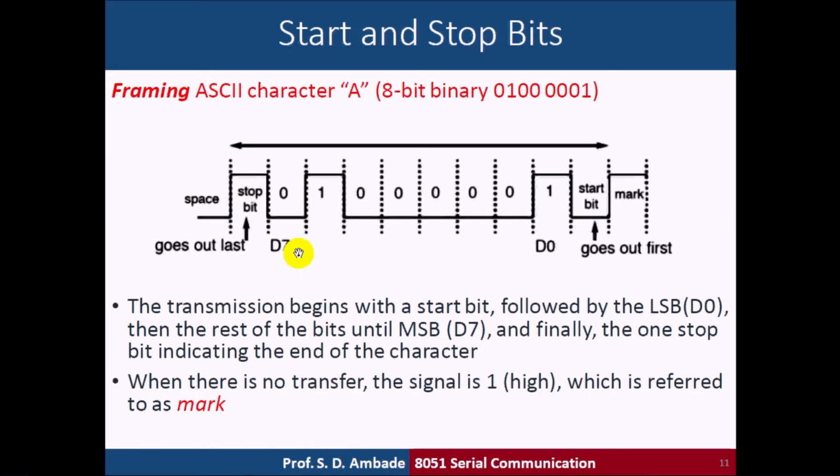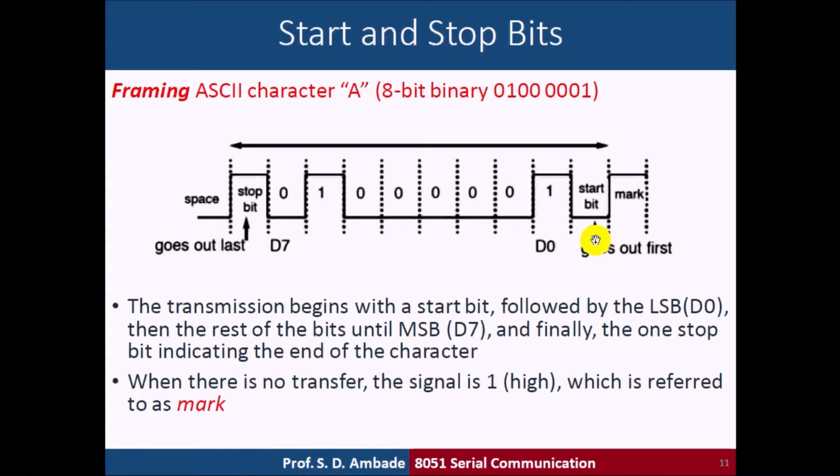Okay, so how is the frame formed? The transmission begins with a start bit followed by LSB D0. This is the start bit. As we discussed in an earlier slide, the start bit should be low. So the start bit goes out first.